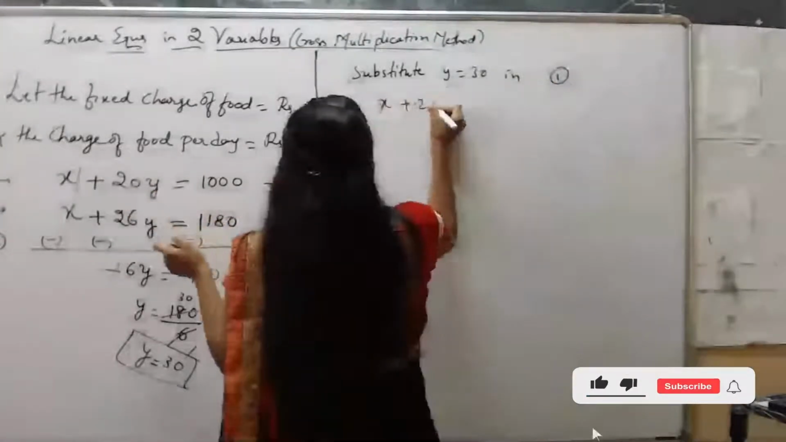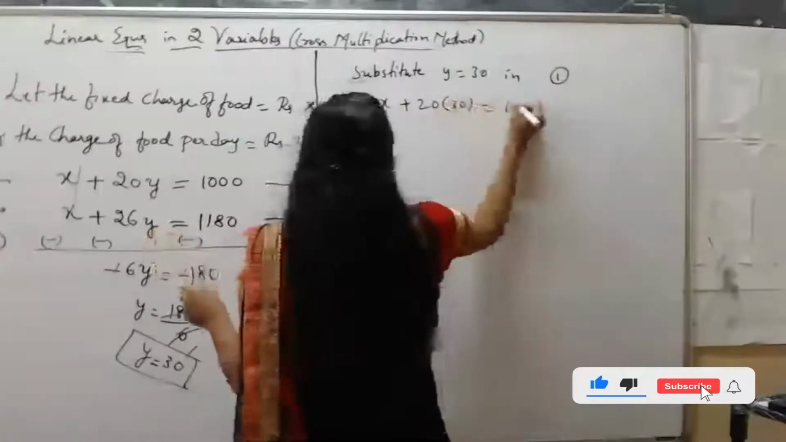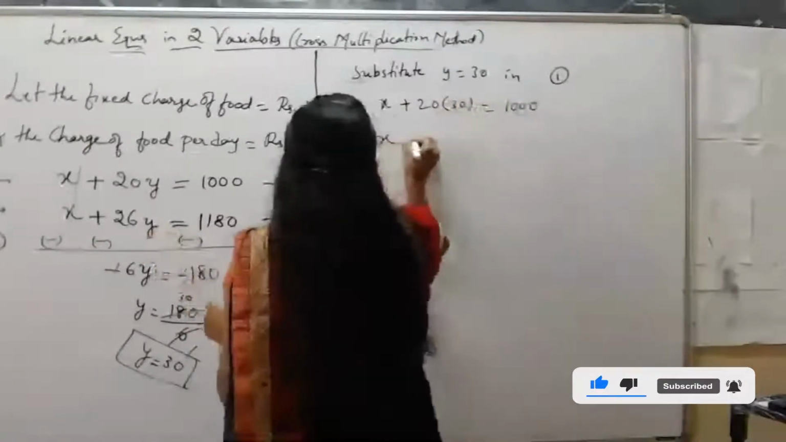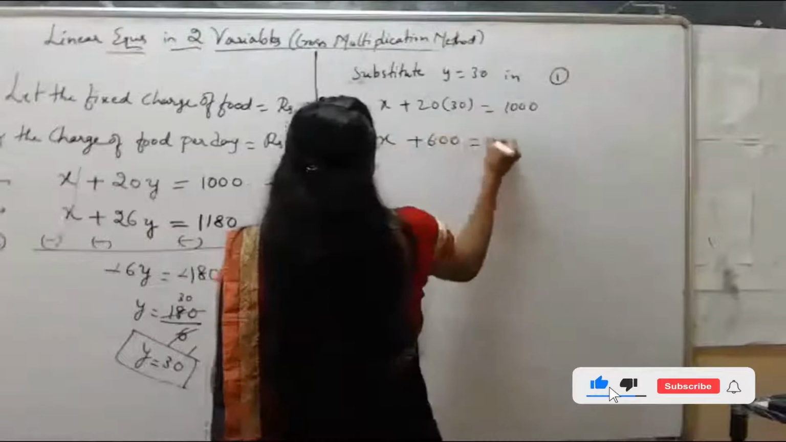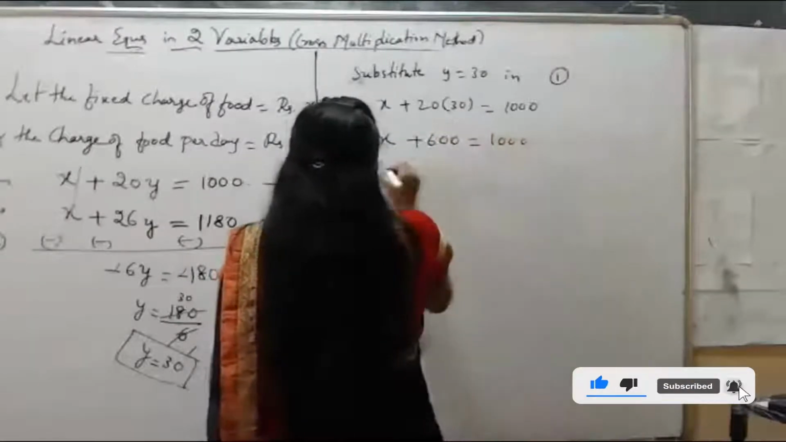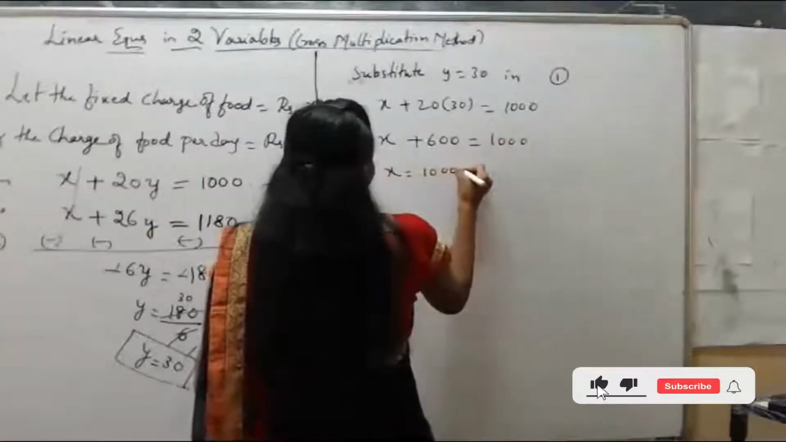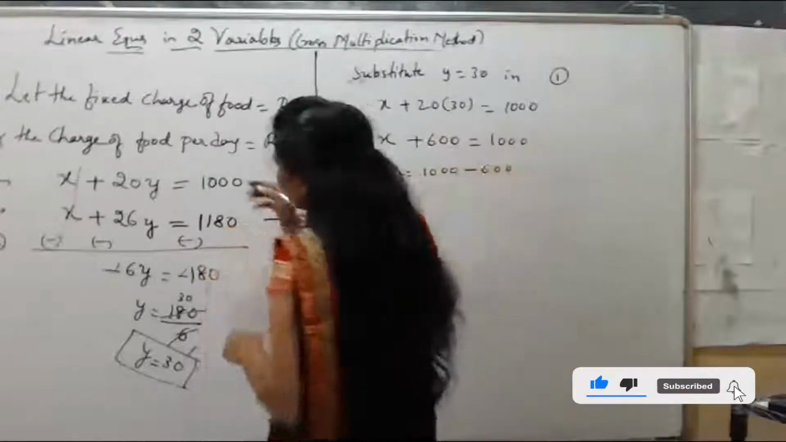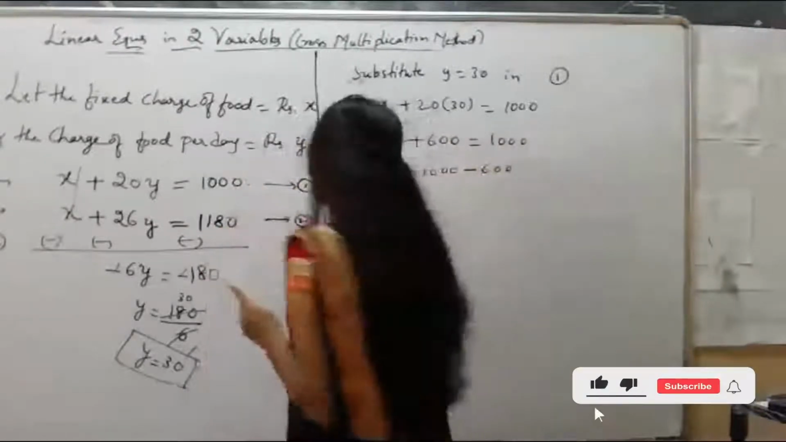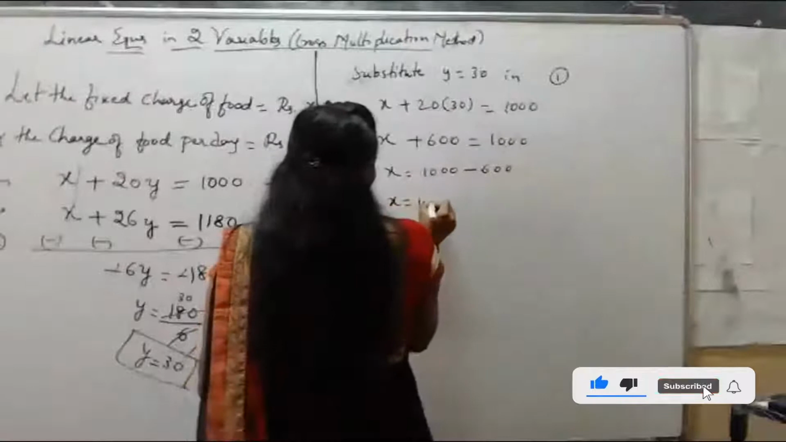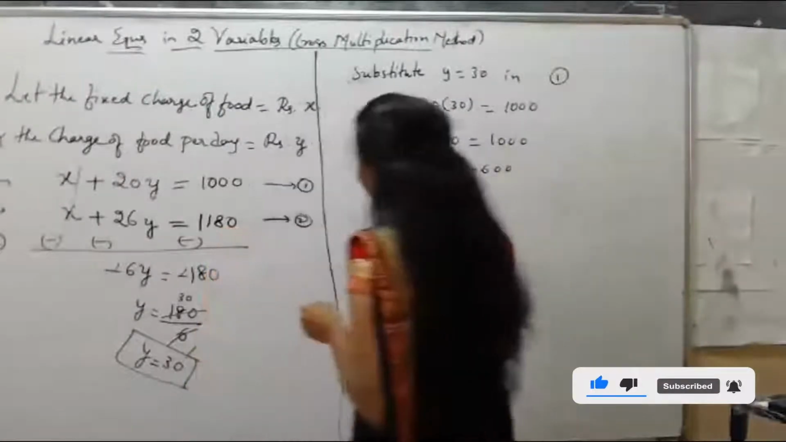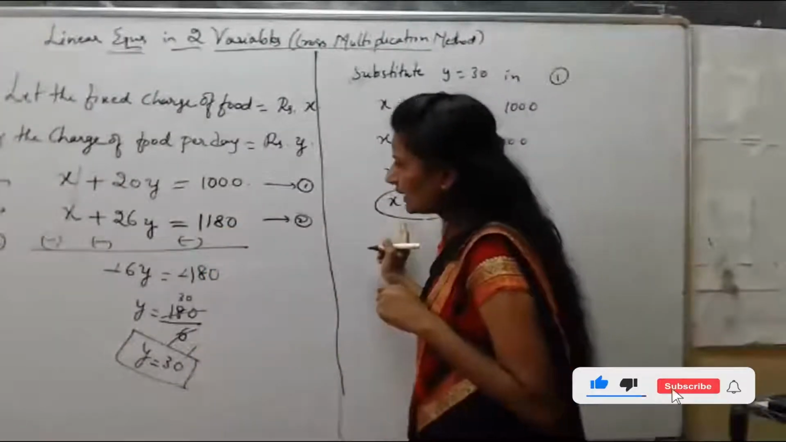So x plus 6y is equal to 1000. x plus 6 times 30, 6x is equal to 1000 minus 6. Always we have to write two equations, you will get the answer. X is equal to 400 and therefore what is the fixed charge? Fixed charge is 400 per day.